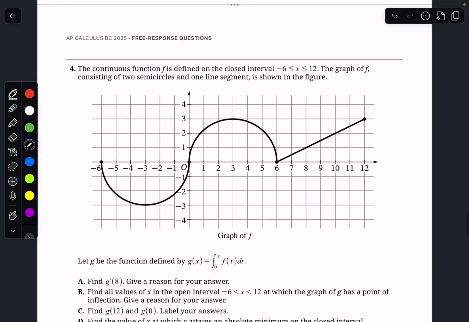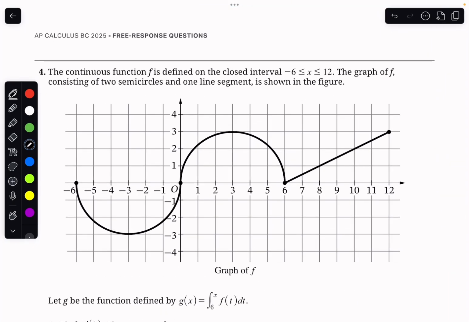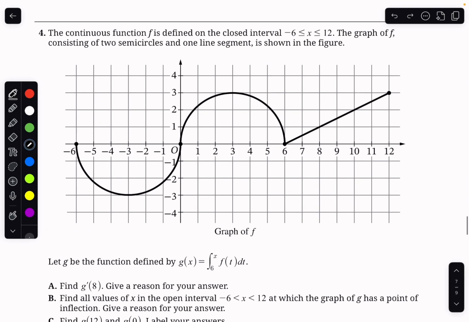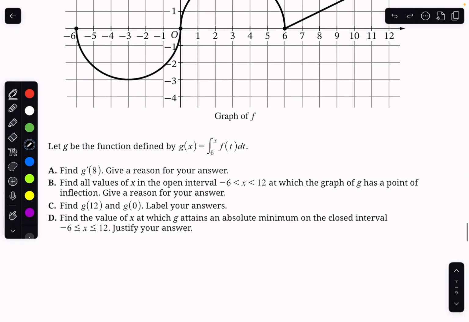The continuous function f is defined on the closed interval -6 ≤ x ≤ 12. The graph of f, consisting of two semicircles and one line segment, is shown in the figure. This is our figure. Analyze it for a second. Got it. It's the graph of f, make sure it's not f prime or anything.